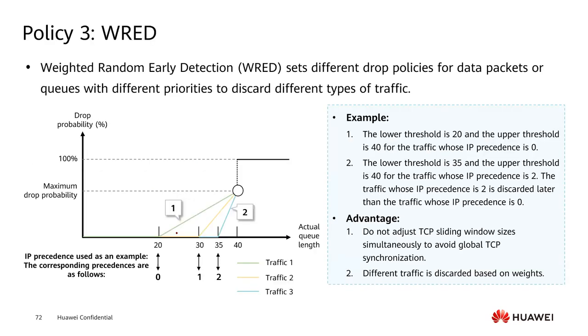So here comes another technology called WRED, weighted random early detection. WRED can define different lower and upper thresholds for different traffic. For example, the first traffic starts dropping when the queue is 20% full, the yellow traffic starts to drop packets when the queue is 30% full, and the blue when it is 35% full. The lower thresholds can be different, the upper thresholds can also be different, and the maximum drop probability can also be different.